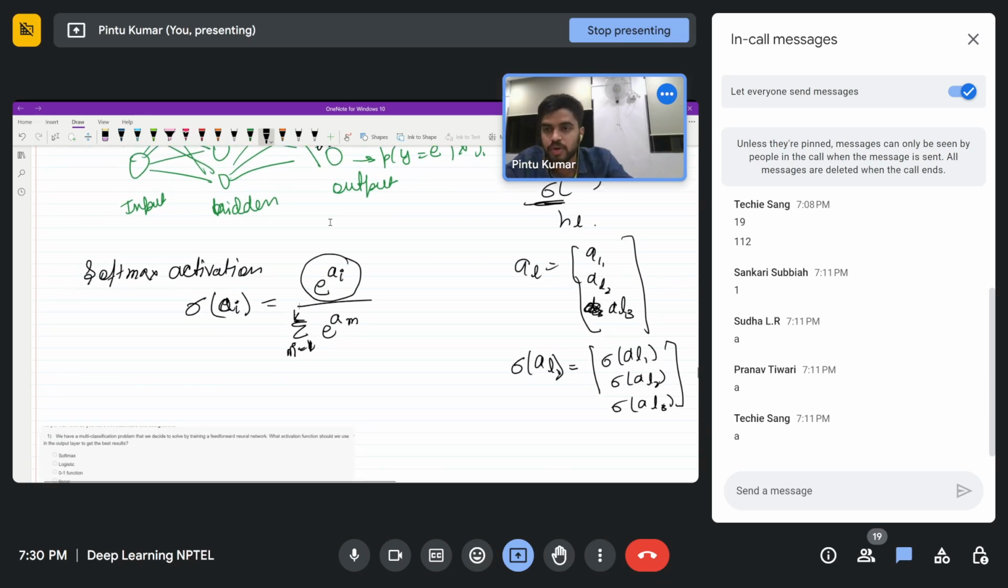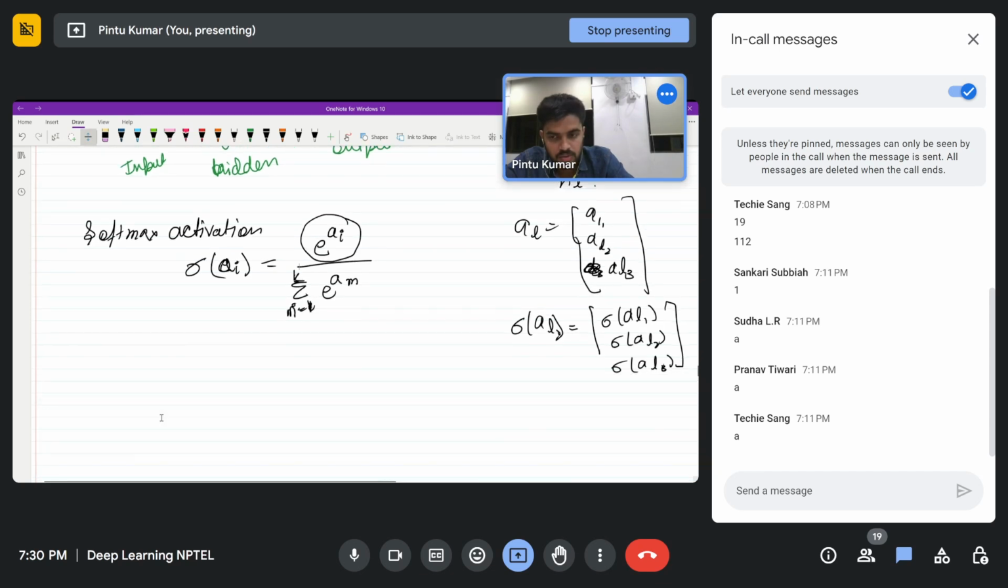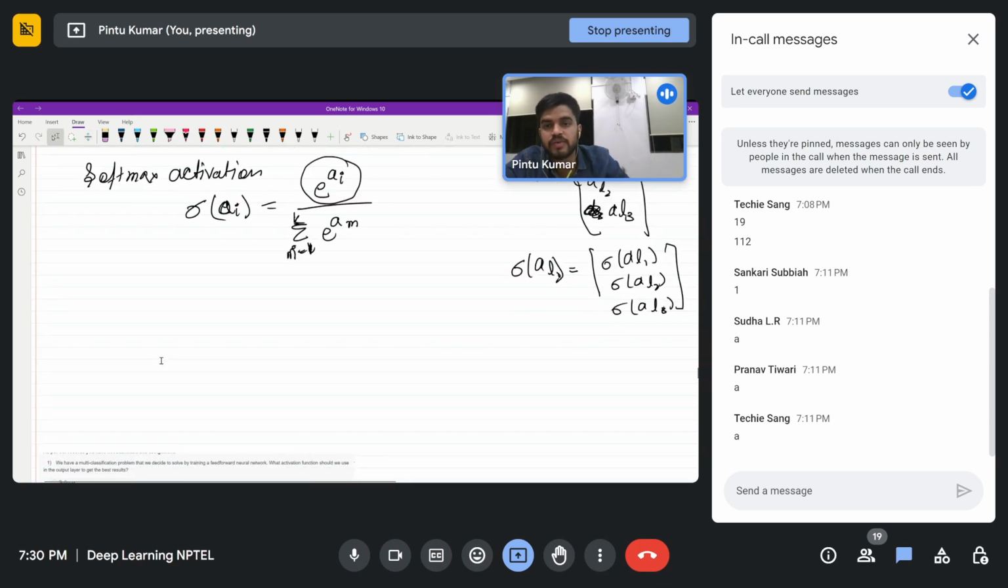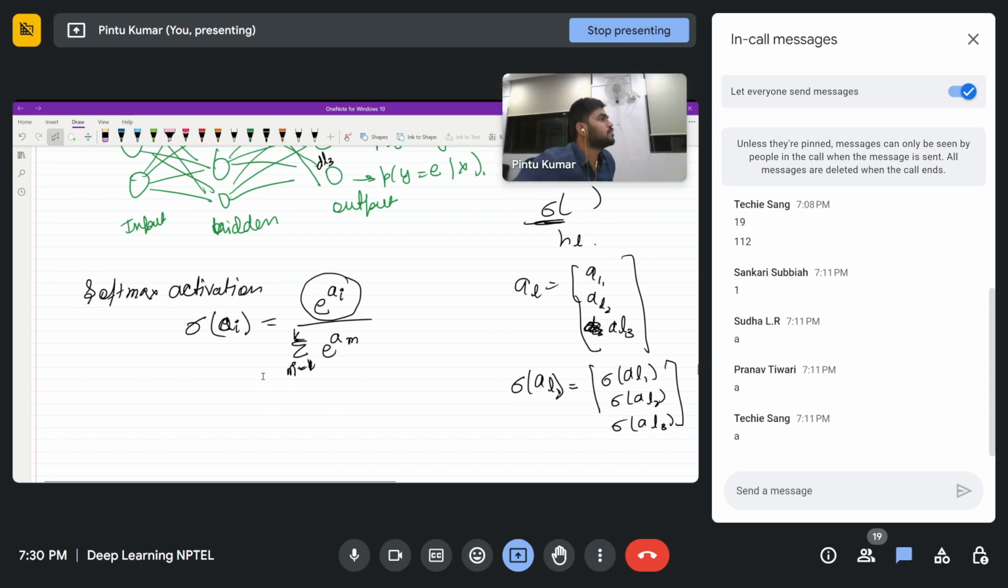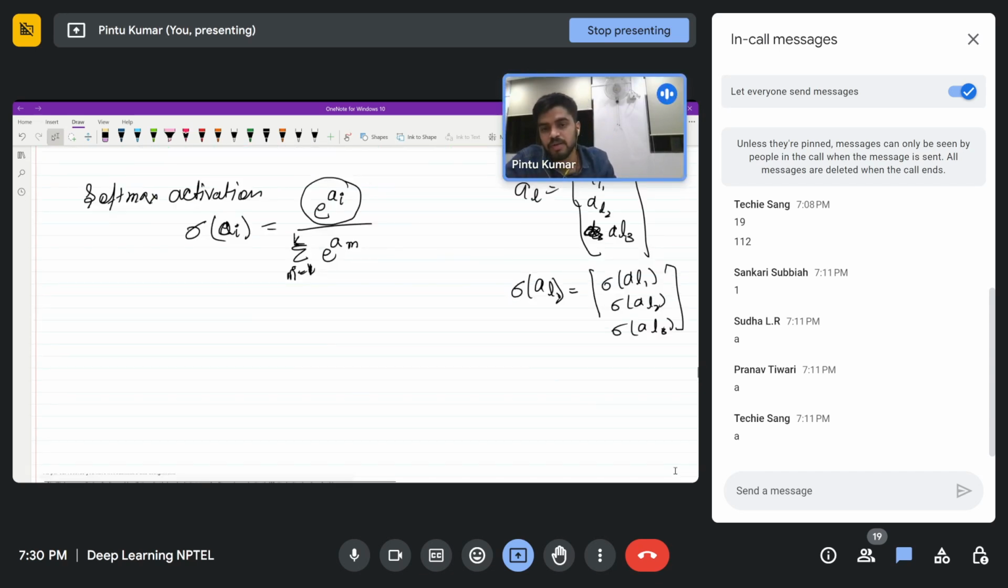Any doubt in softmax activation? Either I am making everything clear or nothing. I'm making nothing clear. Okay. Can you repeat the calculation, sir? Calculation for softmax. Yeah.